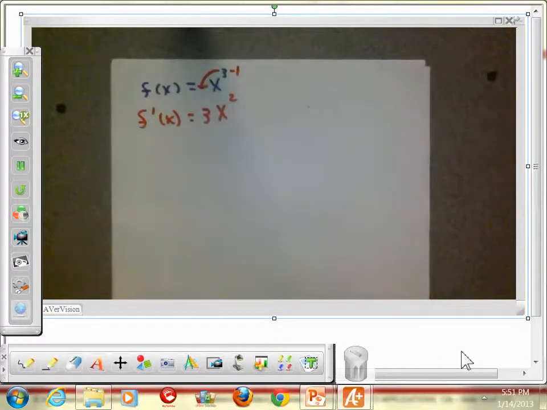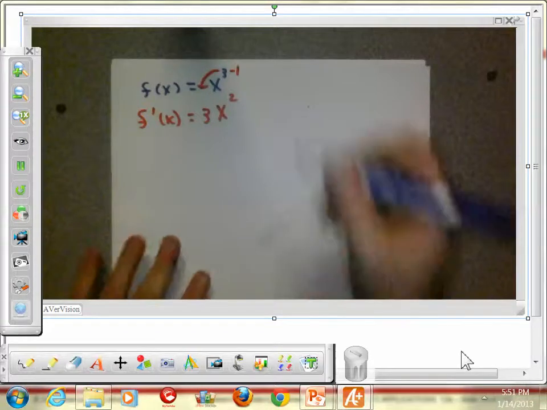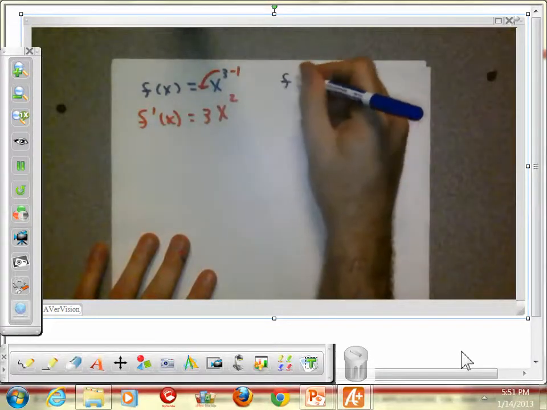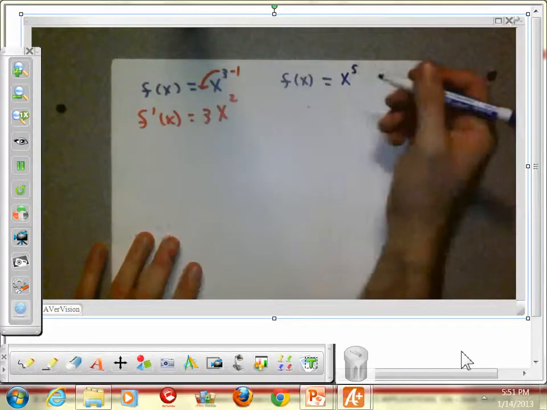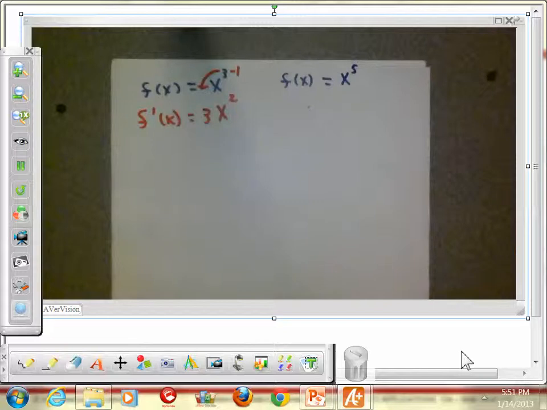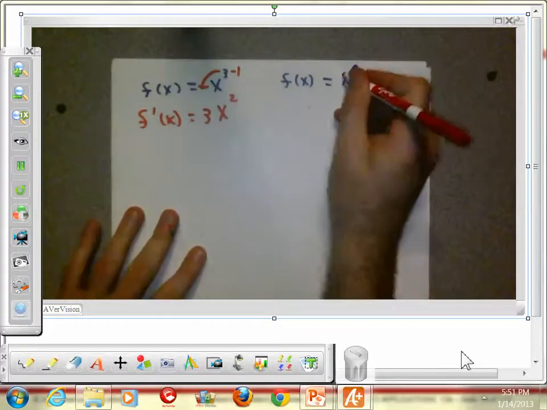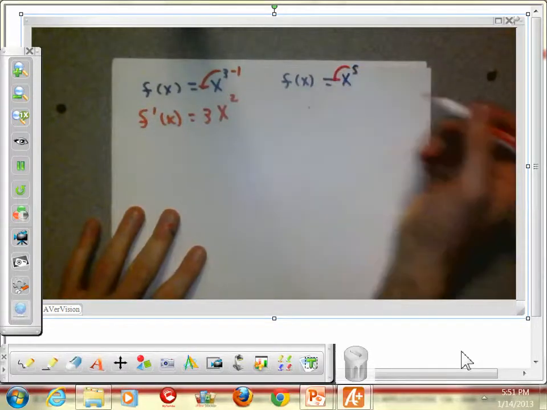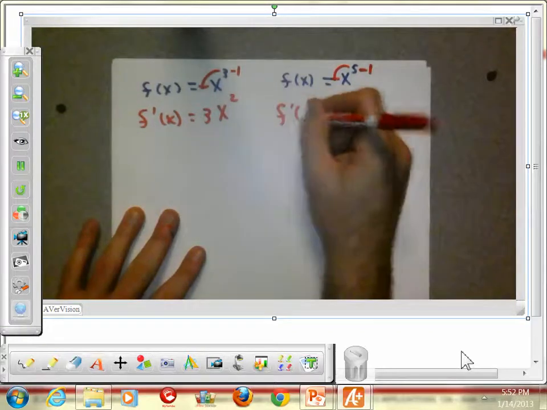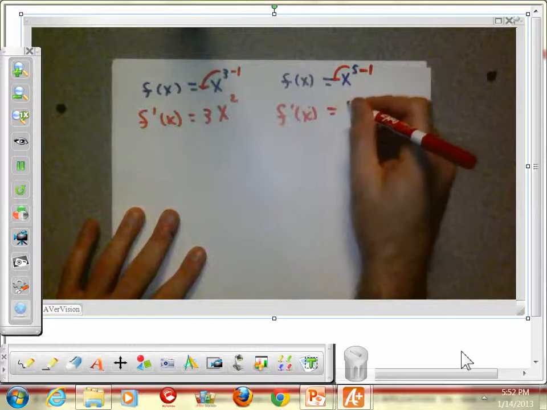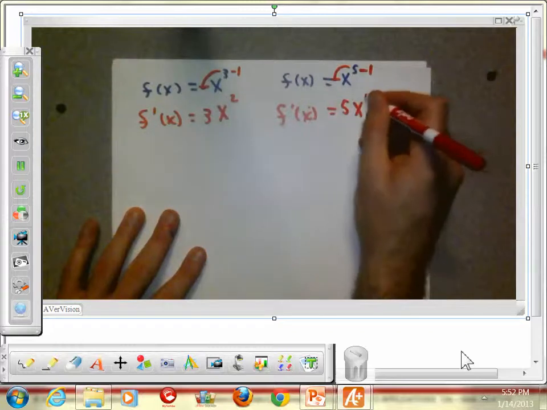If we have, say, let's do another example. If we have, say, f of x is equal to x to the 5th, what we're going to do here, and it doesn't matter if you're dealing with a fraction, a negative number, anything. It's the same process. We'll do a couple other types. You're going to bring the 5 in front, and you're going to subtract 1 from the exponent. So you're going to have f prime of x is equal to 5x to the fourth.